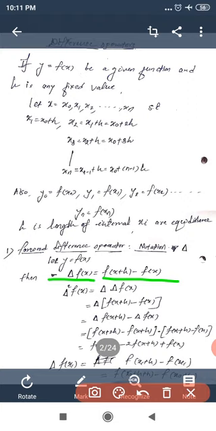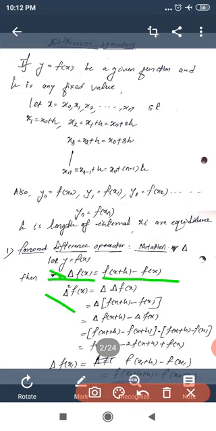For example, del of y1 is equal to y2 minus y1, del of y3 equals y4 minus y3. In this way we can calculate del of y1, del of y2, del of y3 and so on. This is called the first forward difference.